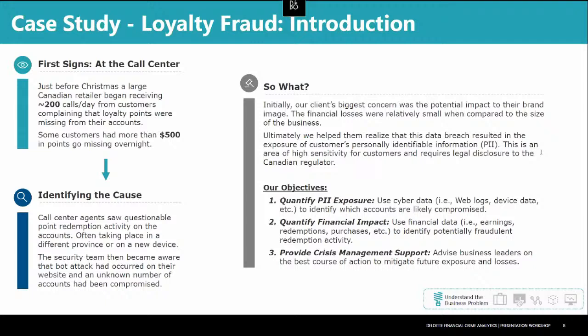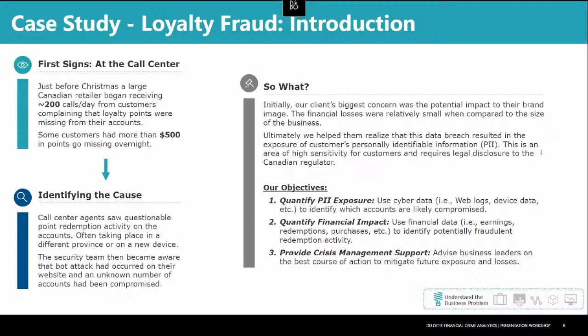Initially, they thought this was a big financial problem, and it was just going to take money to solve. We helped them realize quite quickly that they had more than their financials at risk here. With this type of data breach, the personally identifiable information of their loyalty customers had also been lost to some degree. With that, they were then responsible to disclose to the Canadian regulator whose information had been lost and at what scale. So our objectives became threefold.